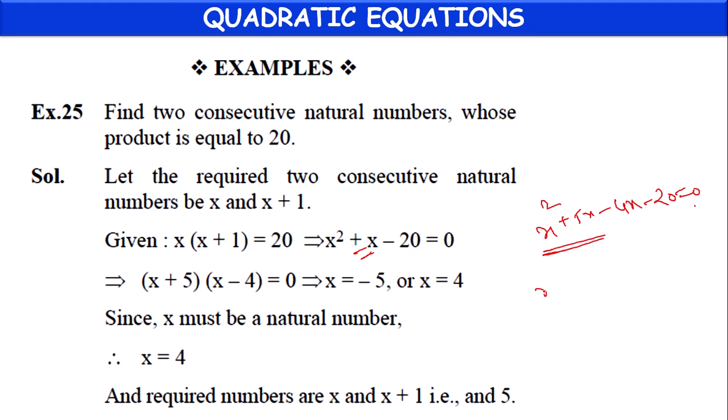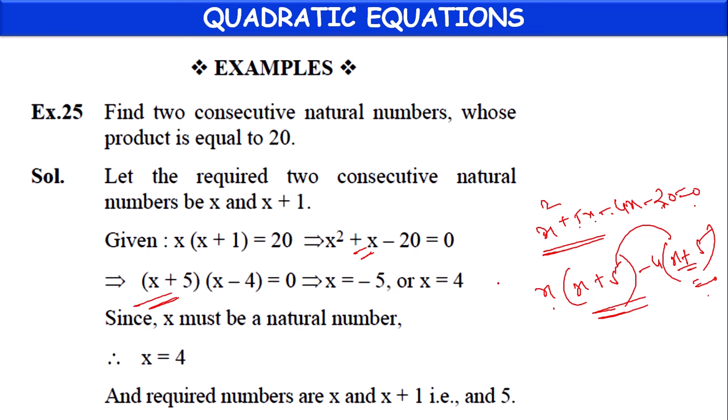In the first two terms, x is common. In x square, 1x will remain; here 5 will remain. In the next two terms, minus 4 is common. X will remain. In 20, 4 into 5, 4 went out, so 5 will remain. But since we took minus common, the sign will change to plus, equal to 0. Again, x plus 5 is common here. Taking x plus 5 common, x remains in the first, minus 4 remains in the second. So x minus 4 will be the second factor.